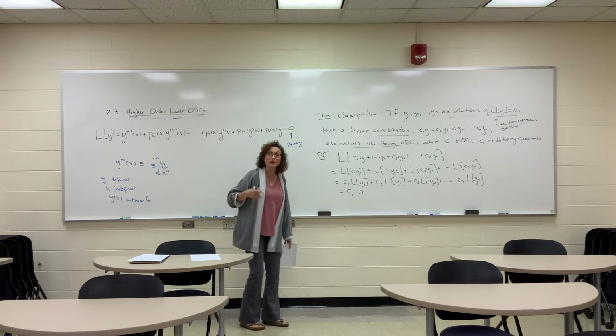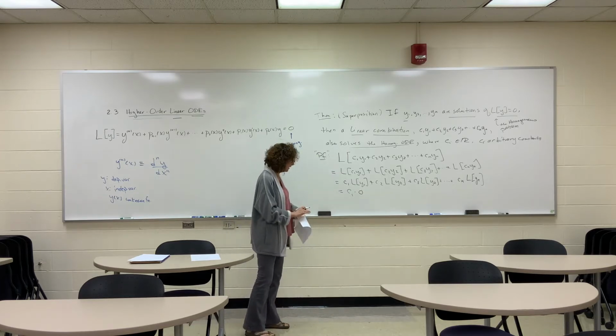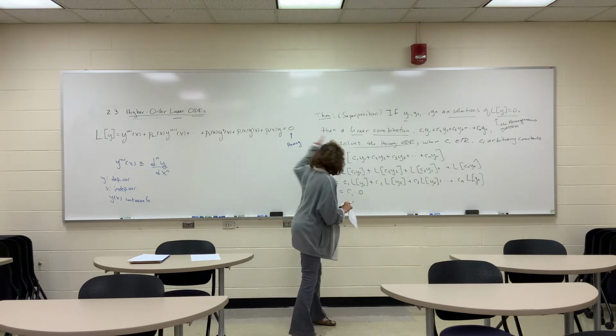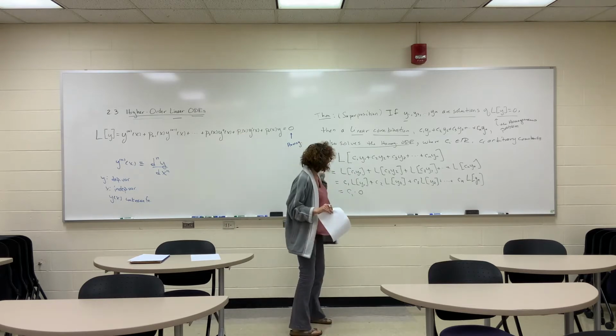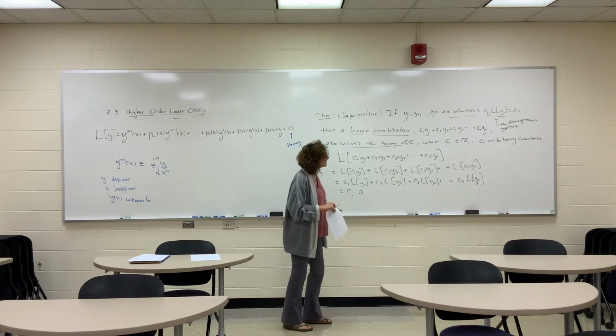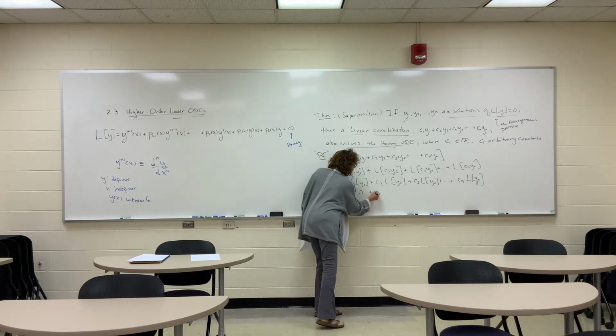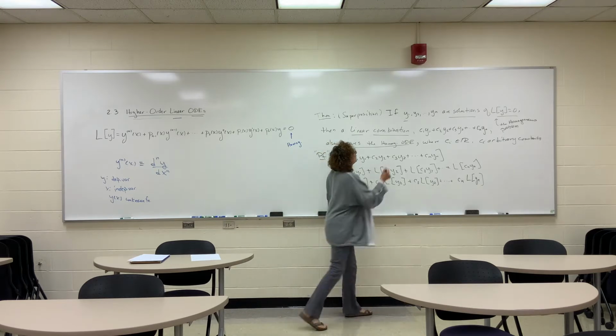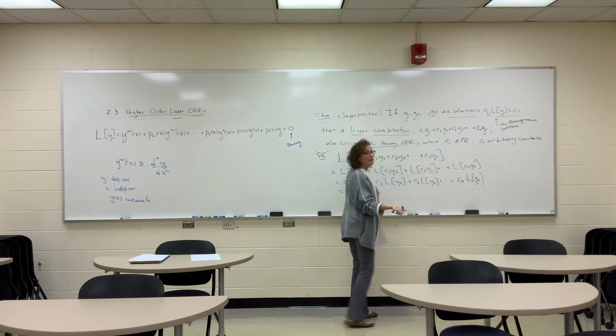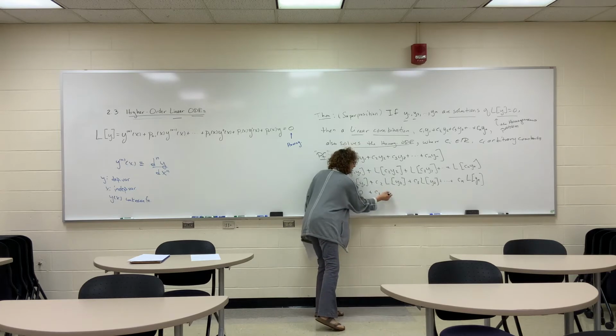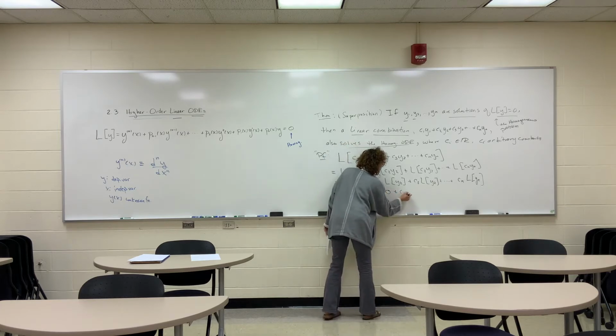y1 solves the homogeneous problem, right? So if I plug y1 in, take the derivatives, put all that stuff in there, I would get 0 because I know y1 is the solution. What about y2? y2 is also a solution of the homogeneous problem. So what is L of y2? 0. Beautiful. All right, here we are.